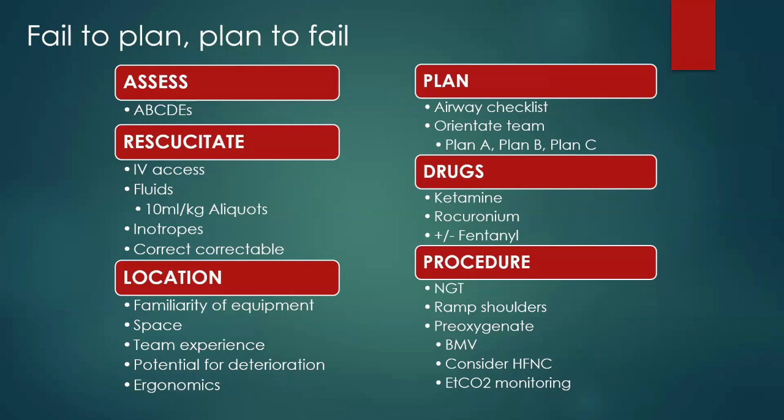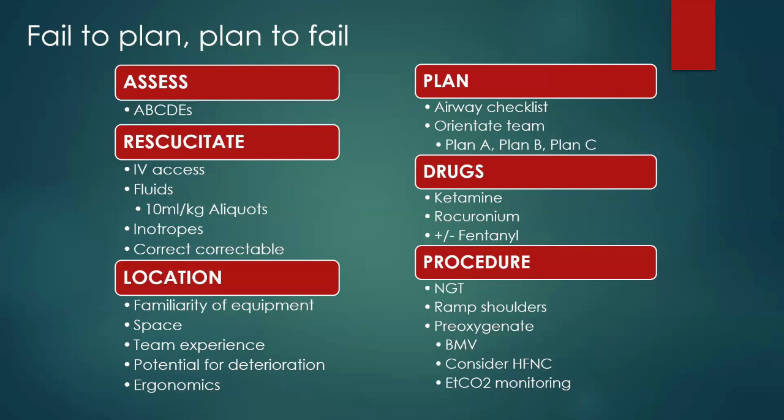So IV access is going to be vital. Fluids, it's recommended that you give 10 ml per kg aliquots and you review the response to those aliquots. So don't go to max initially, but start at the 10 ml per kg, give them the 10 ml per kg, and then review. See, is there an improvement in our blood pressure and our heart rate, in the patient's GCS potentially? What does their cap refill time look like?